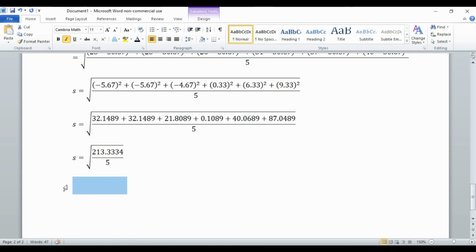Finally, I divide by 5. I get 42.668, and then finally take the square root of that, and I get approximately 6.532. And so those are the numbers that we're going to get. I'm going to show you how to do the same calculations, same style, but how something like Excel can do this much more efficiently, and also help us determine the median and the mode in the next part of this video.